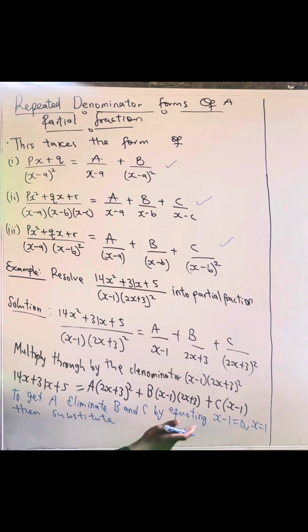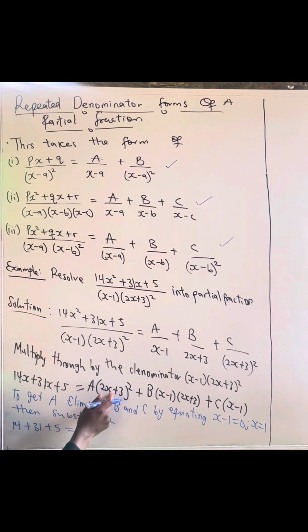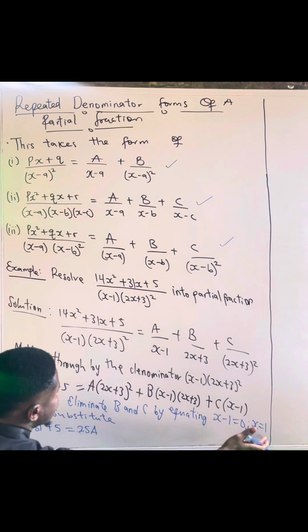So if I substitute x equals 1 into this equation, this will be 14x plus 31x plus 5 is equal to A. 2 times 1, 2. 2 plus 3, 5. 5 squared, that's equal to 25A. Don't forget that my x is 1.